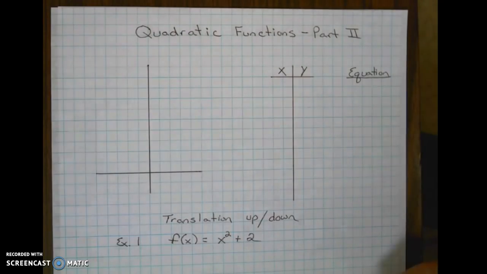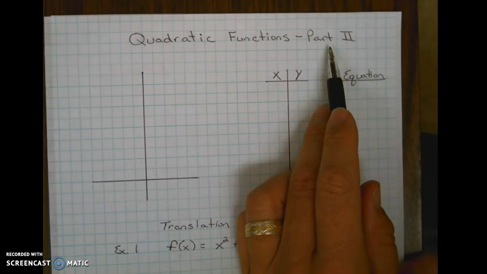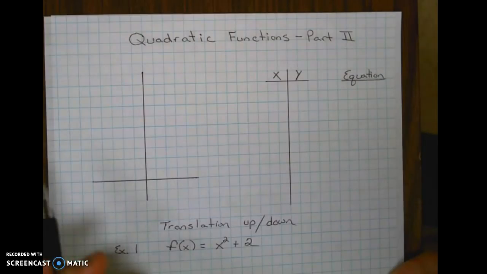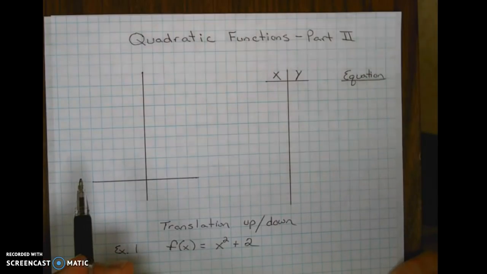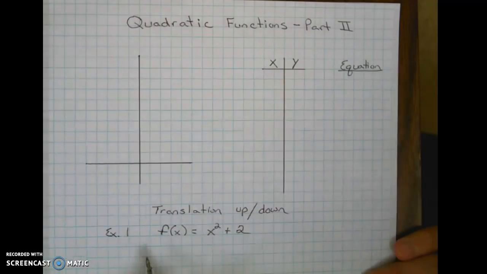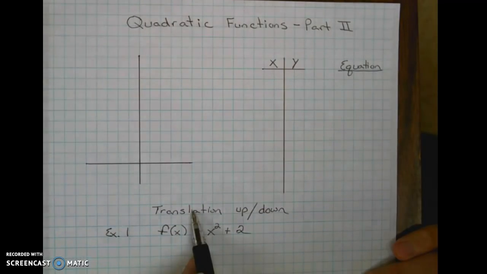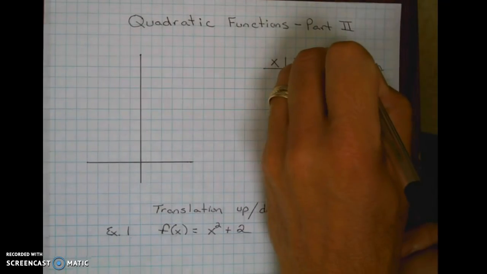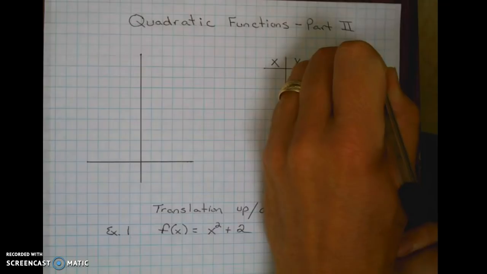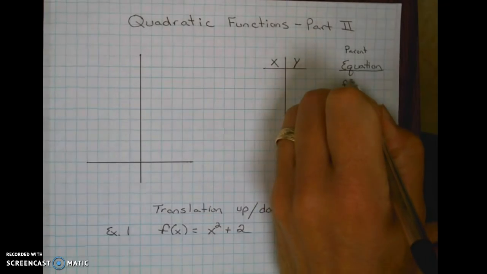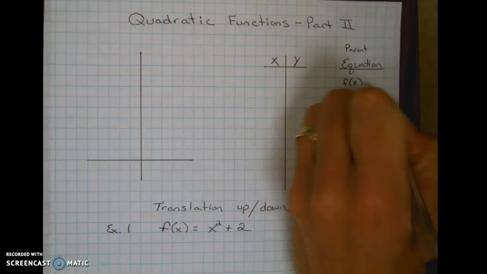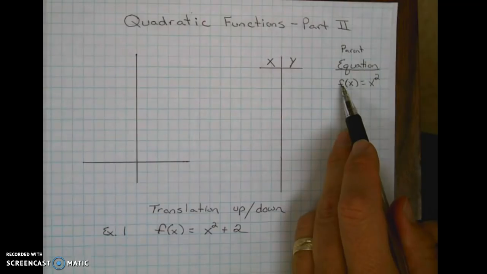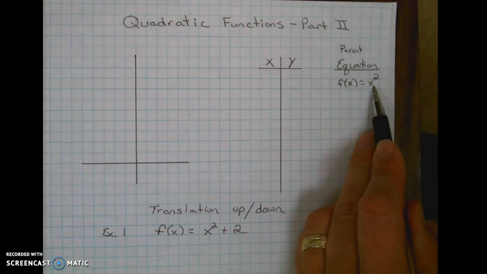So, quadratic functions part two. In the previous video, we talked about vertical stretch and vertical compression. So in this video, we're going to talk about translating a function up and down. So let's review our parent equation for quadratic. And I'm going to be using function notation today. Remember, f of x represents y, so y equals x squared.